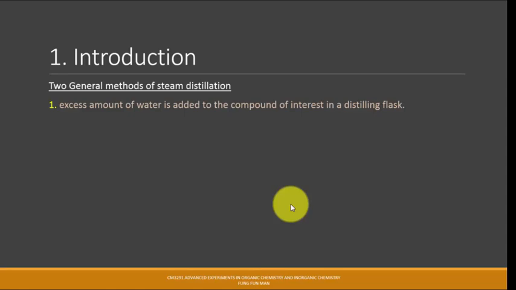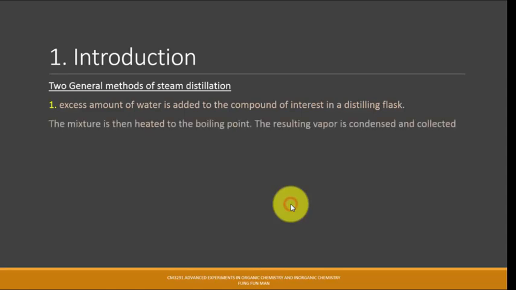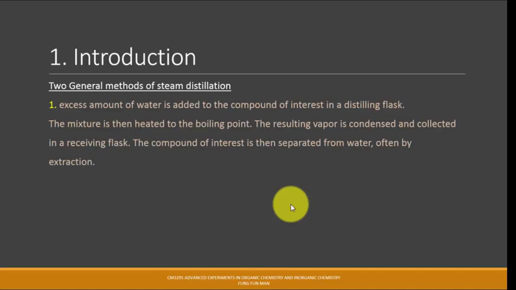So here we're using a flat bottom flask. Now the mixture is heated to the boiling point, and then we collect the vapor, which is then condensed, and we get the liquid. And then the compound of interest will be separated from the water, and normally we use extraction in this case.